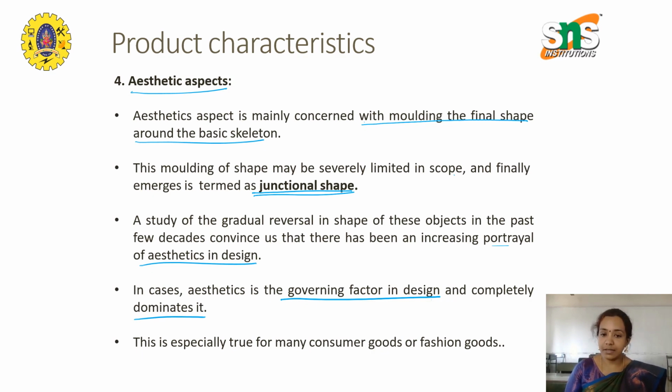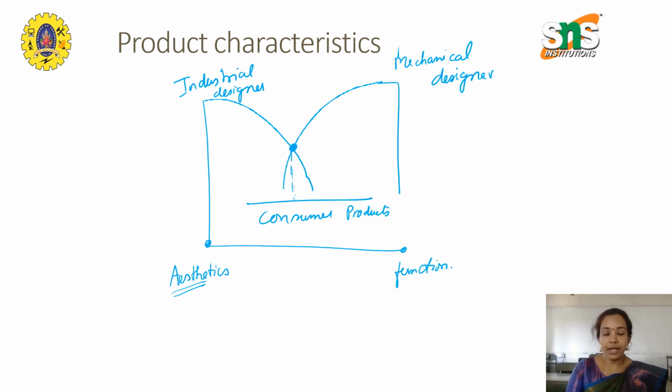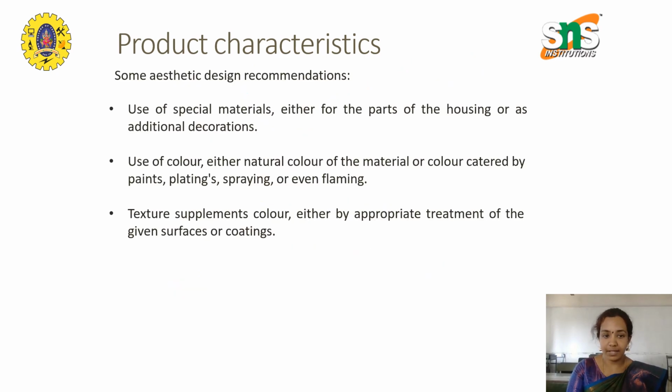In some cases, aesthetics is the governing factor in design and completely dominates it. This is especially true for many consumer goods. So here we have the product characteristics: the industrial design, aesthetics, function, consumer products, and the mechanical designer.